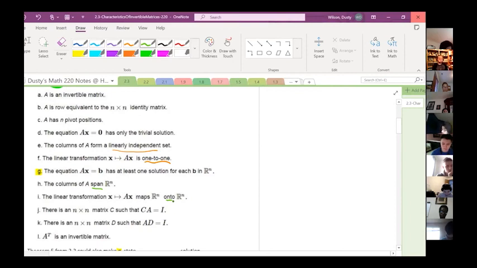There is an n by n matrix C such that CA equals I. There is an n by n matrix D such that AD equals I. A transpose is an invertible matrix. These are all equivalent.